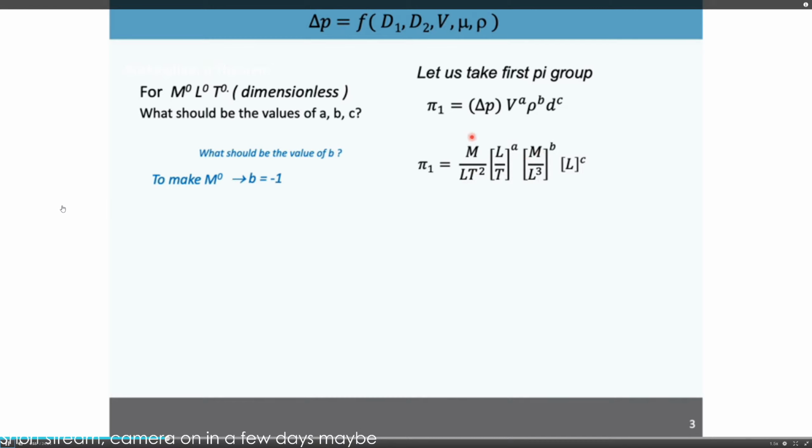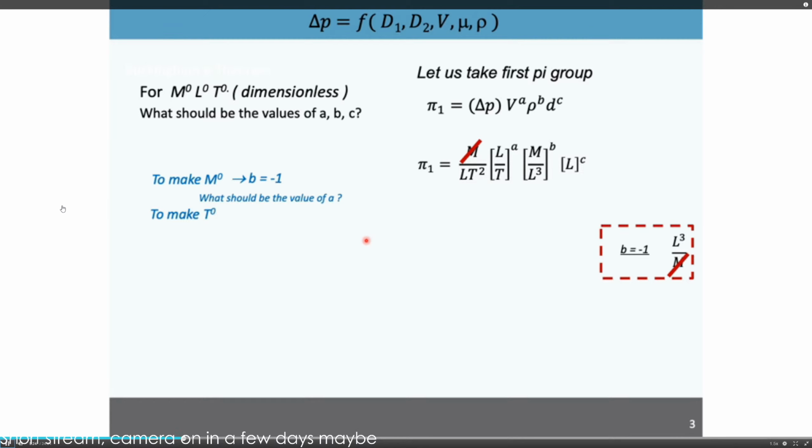So B has to be minus 1. Look at this term here, this is M raised to the power 1. So what should B be? B has to be minus 1. When B is minus 1, this whole term is inverted, so it becomes L cubed over M. These two terms cancel out, so you have M raised to the power 0. Next, how to make this term T raised to the power 0? You have to make sure that A is equal to minus 2. When A is minus 2, this term is inverted, so this is T squared, and the T squared cancels out. So you have T to the power 0.